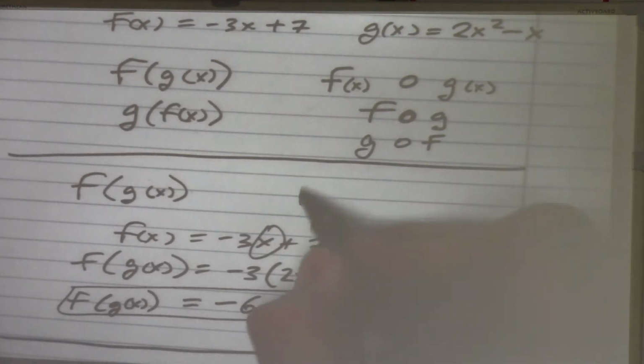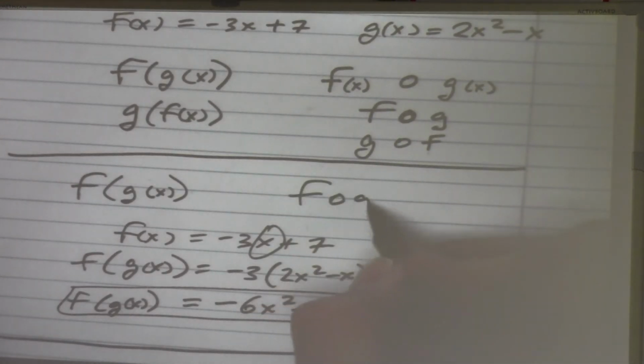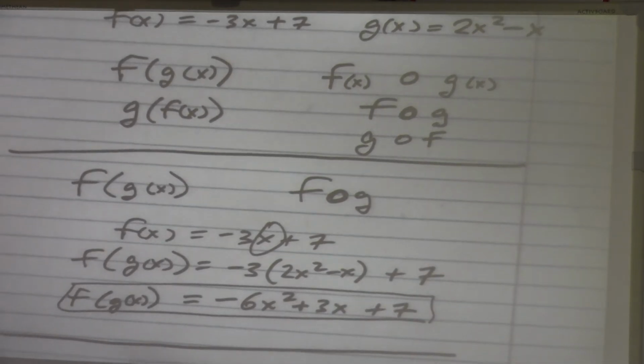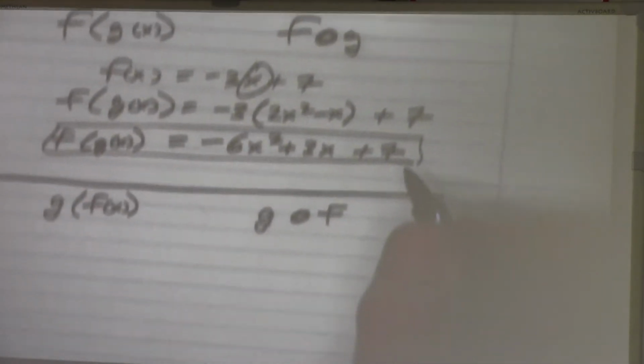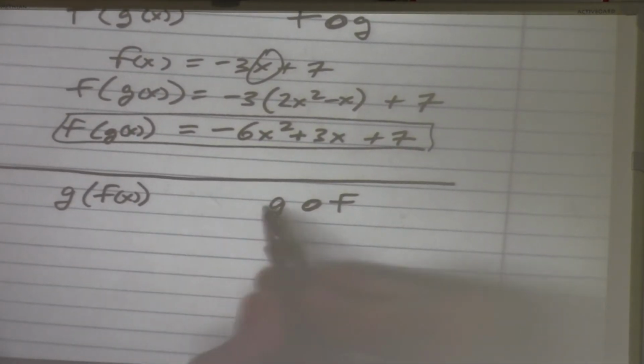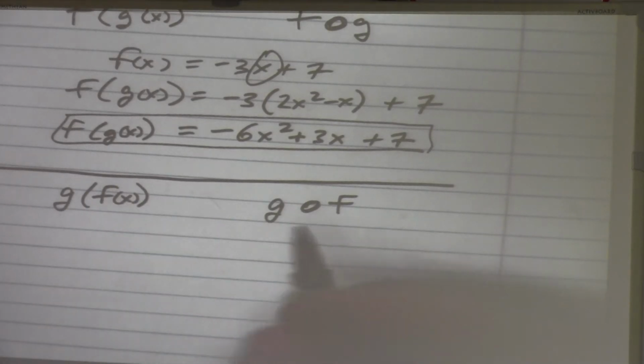And I could have written that as f and that symbol. And that's the result of putting g into f. Now let's do it the other way. Let's do g with f composed inside it. So g composed of f. That's probably the best way to say it. G composed of f, g composed of f. So f goes inside g.